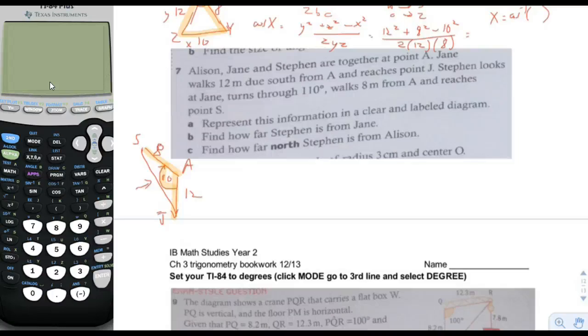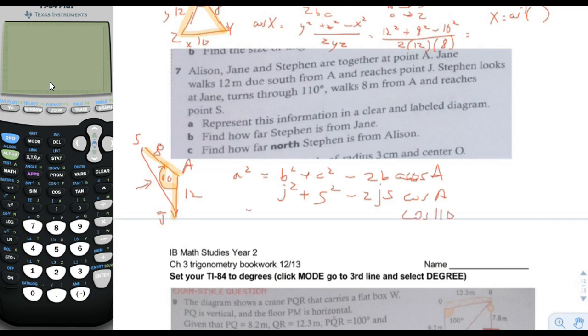So let's rewrite the cosine formula. We want to rewrite a squared equals b squared plus c squared minus 2bc cosine of A. Instead of a, we're going to use a, that's fine. Instead of b, we'll use j. Instead of c, we'll use s. Minus 2 j s cosine of A. So cosine of A is going to be cosine of 110.